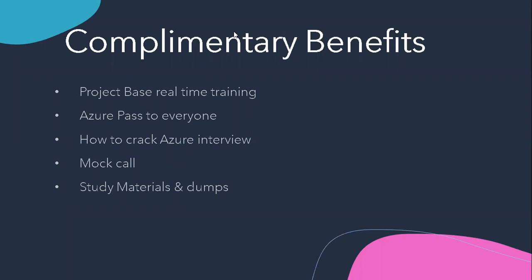Few services which were there in 303 and 304 have been removed. As per the market standard, what Microsoft does is keep upgrading some content. So 5% content maybe they will remove, 5% content they will add, and they will come up with a new course number, right?